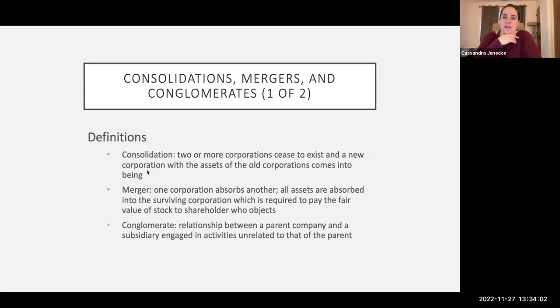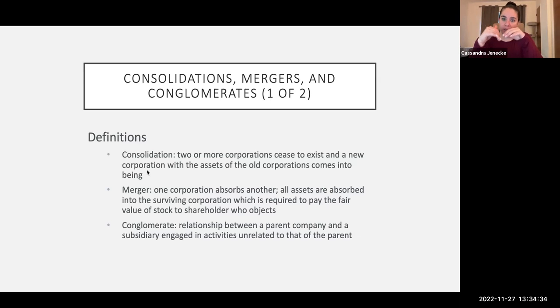So some interesting things that happen in the corporate structure more so than partnerships. You have the concepts of consolidation, mergers, and conglomerates. So just some definitions on your screen here. A consolidation is two or more corporations that cease to exist in their present form and then form a new corporation with all of the old corporation's assets. Okay, it's a consolidation.